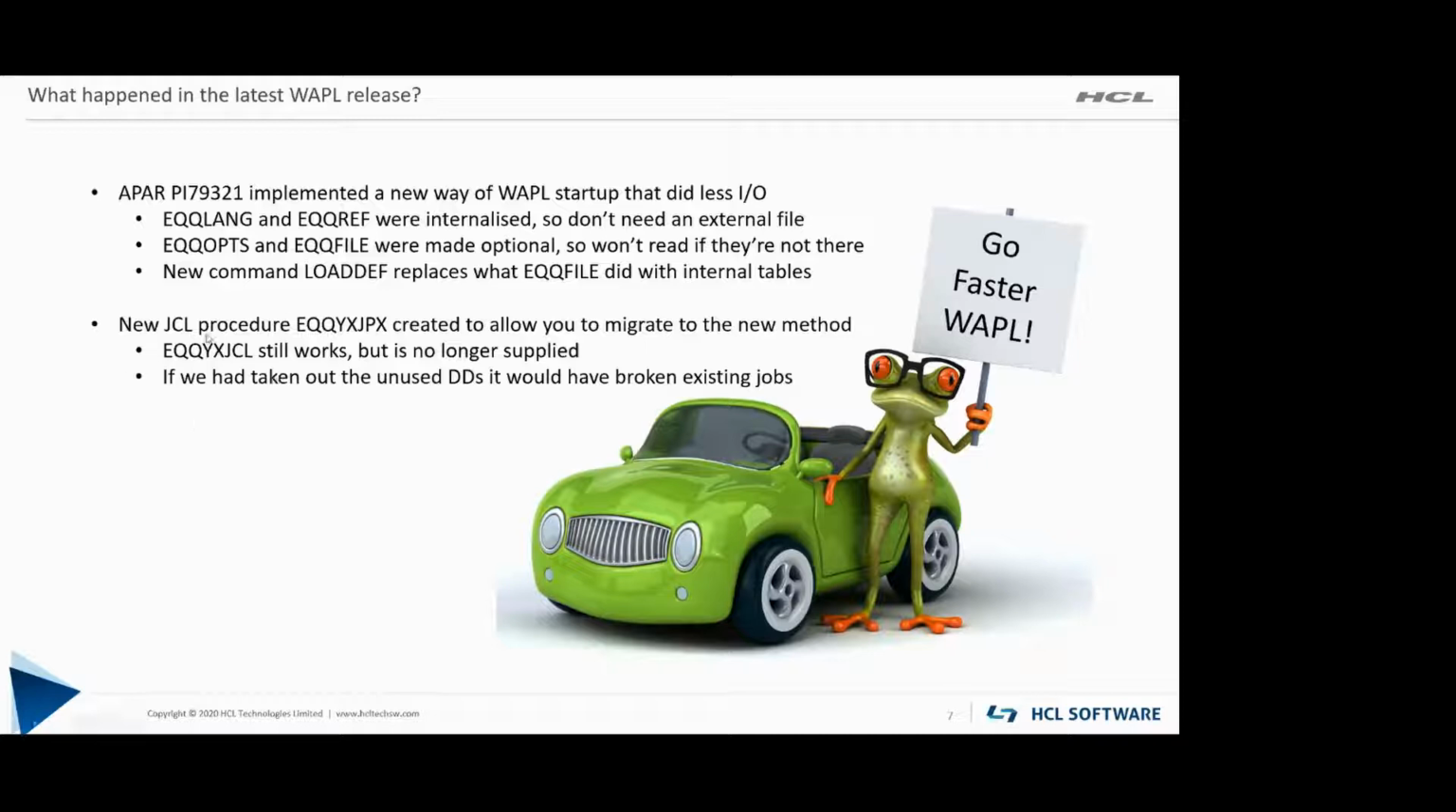We also created a new procedure so you wouldn't be automatically migrated to the new version, because there were JCL changes that you would have to make if you'd used symbolic parameters that were going to go away as part of the new slicker version. So we made sure we didn't break your JCL for you. You carry on using the old version of WAPL and migrate to the new version when you're ready.